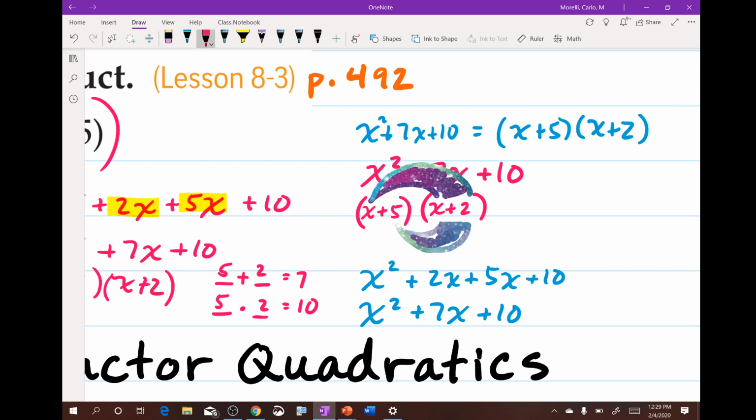This is called the standard form, and this is called the factored form. Kind of like we had standard form linear equations and point slope form linear equations and slope intercept form linear equations. You've got multiple forms of quadratic. You've got standard, factored, vertex, and there's others too.